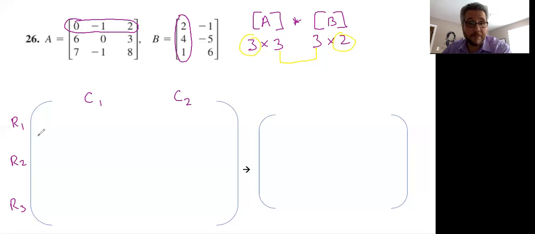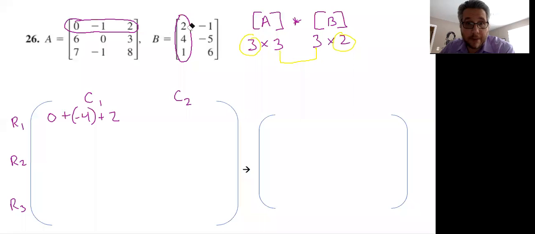Okay, here we go. Row 1 times column 1. The first element in this row is 0. The first element in this column is 2. 0 times 2 is 0. Plus, now we have to do the middle element of the row times the middle element of the column. -1 times 4 is -4. And now we have the third and final element of this row times the third and final element of this column. 2 times 1 is 2.